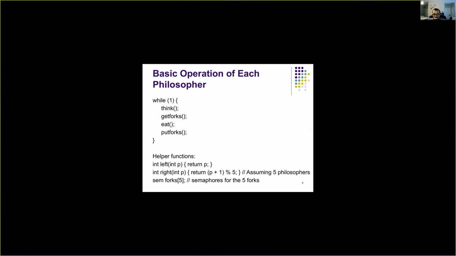So what's the basic policy? The basic policy of the philosophers can be as shown on the slide. Each philosopher can be modeled as a simple while loop where they think for some time and they try to get forks. Once they succeed in getting forks, they eat and then they put the forks back. And this process continues.